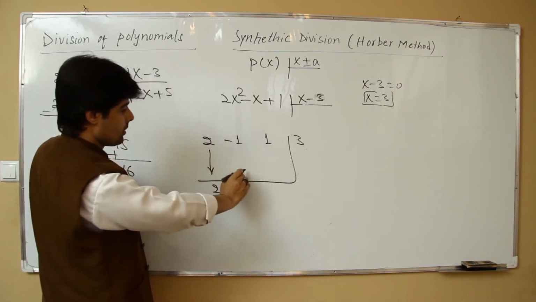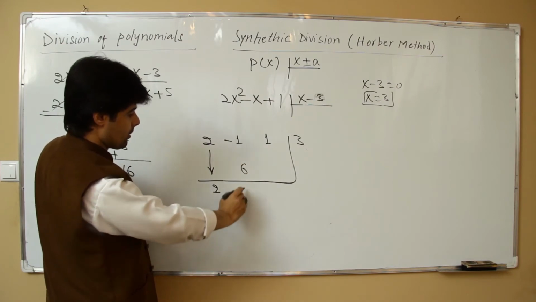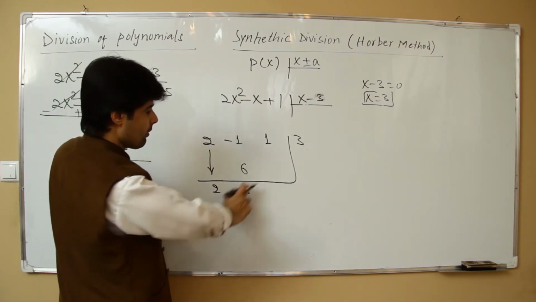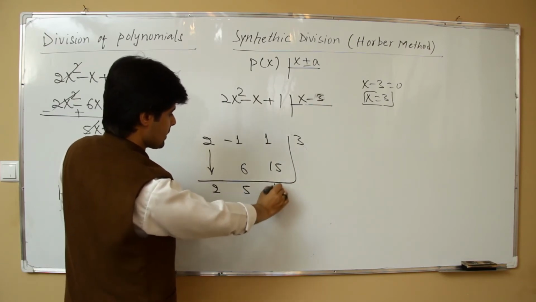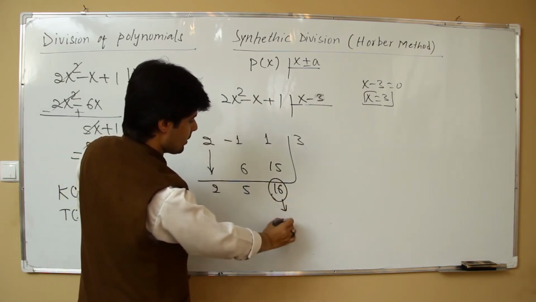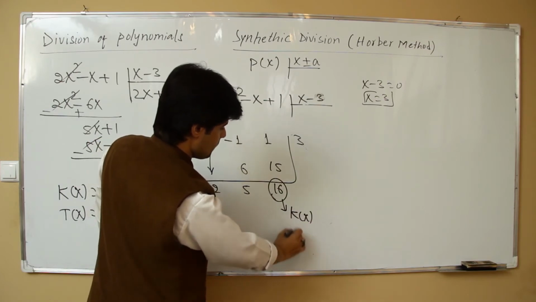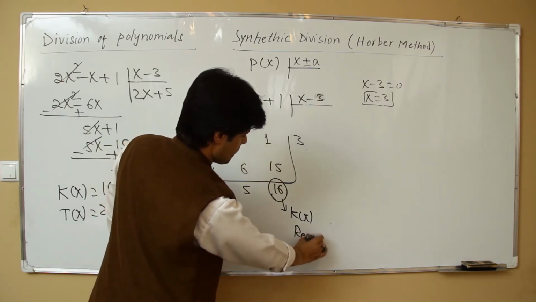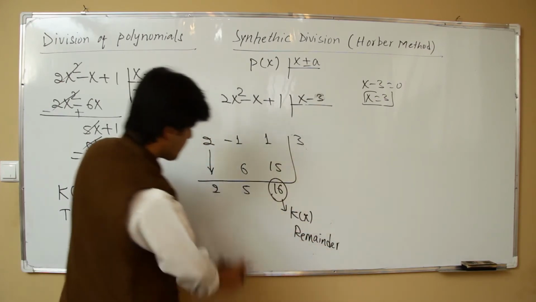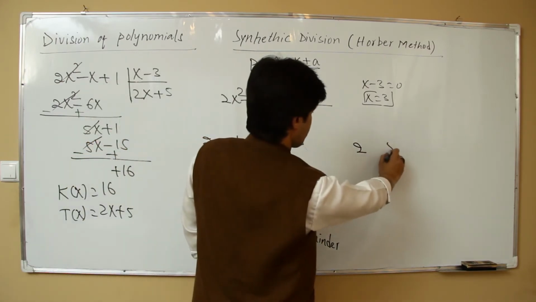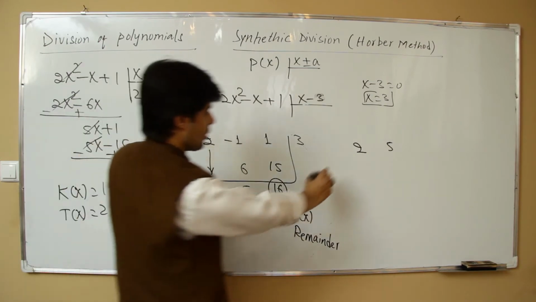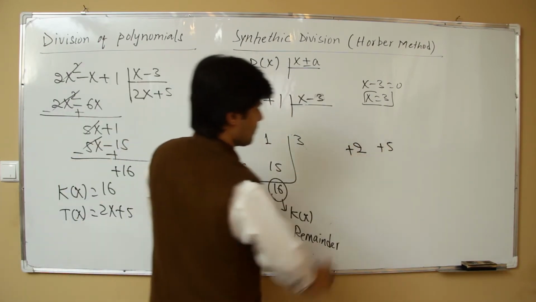2 times 3 is 6. 6 with minus 1, it is 5. Add them up. 5 times 3 is 15. 15 with 1 is 16. This is called the remainder. And this one 2, and we have 5. What are the signs? This one is plus and this one is also plus.